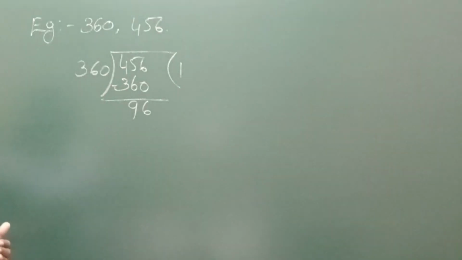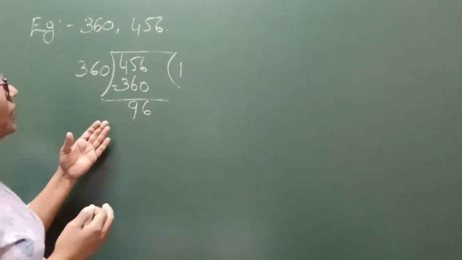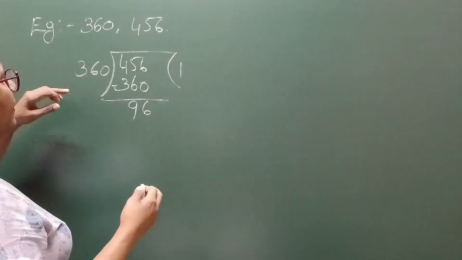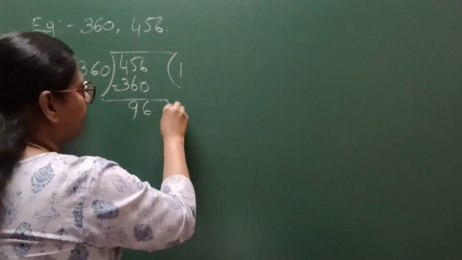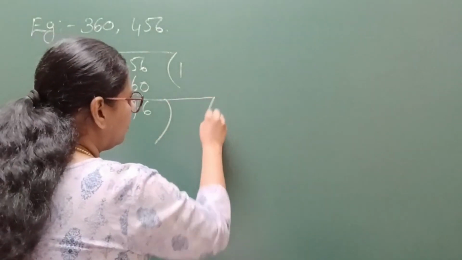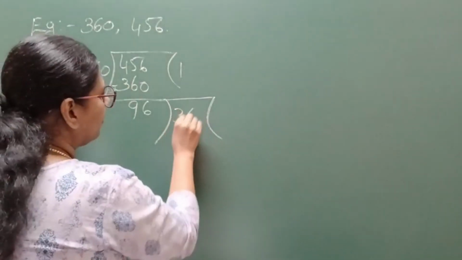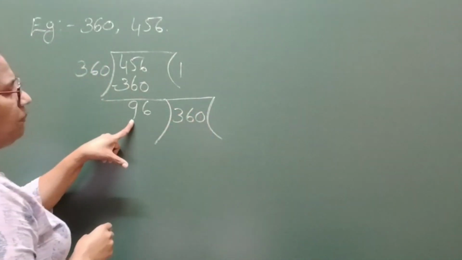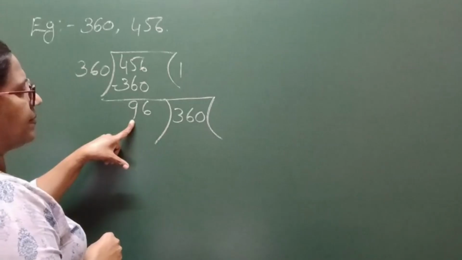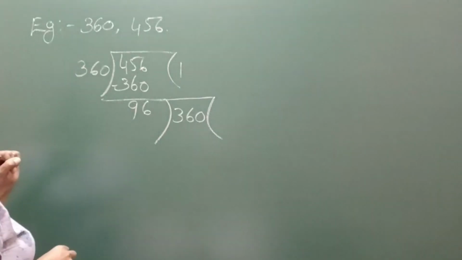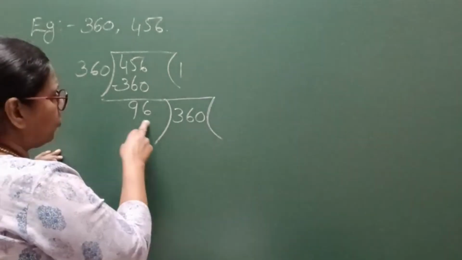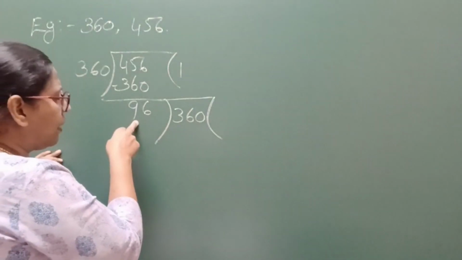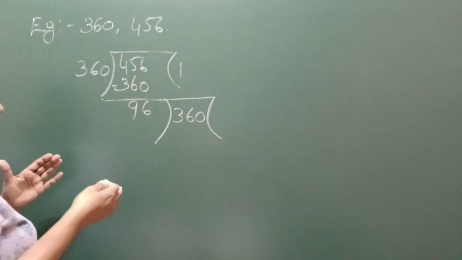Now what is our second step? To divide the divisor. Here the divisor is 360. Divide the divisor by the remainder. The remainder is 96. Here this is quite a big number, 96 is a big number.